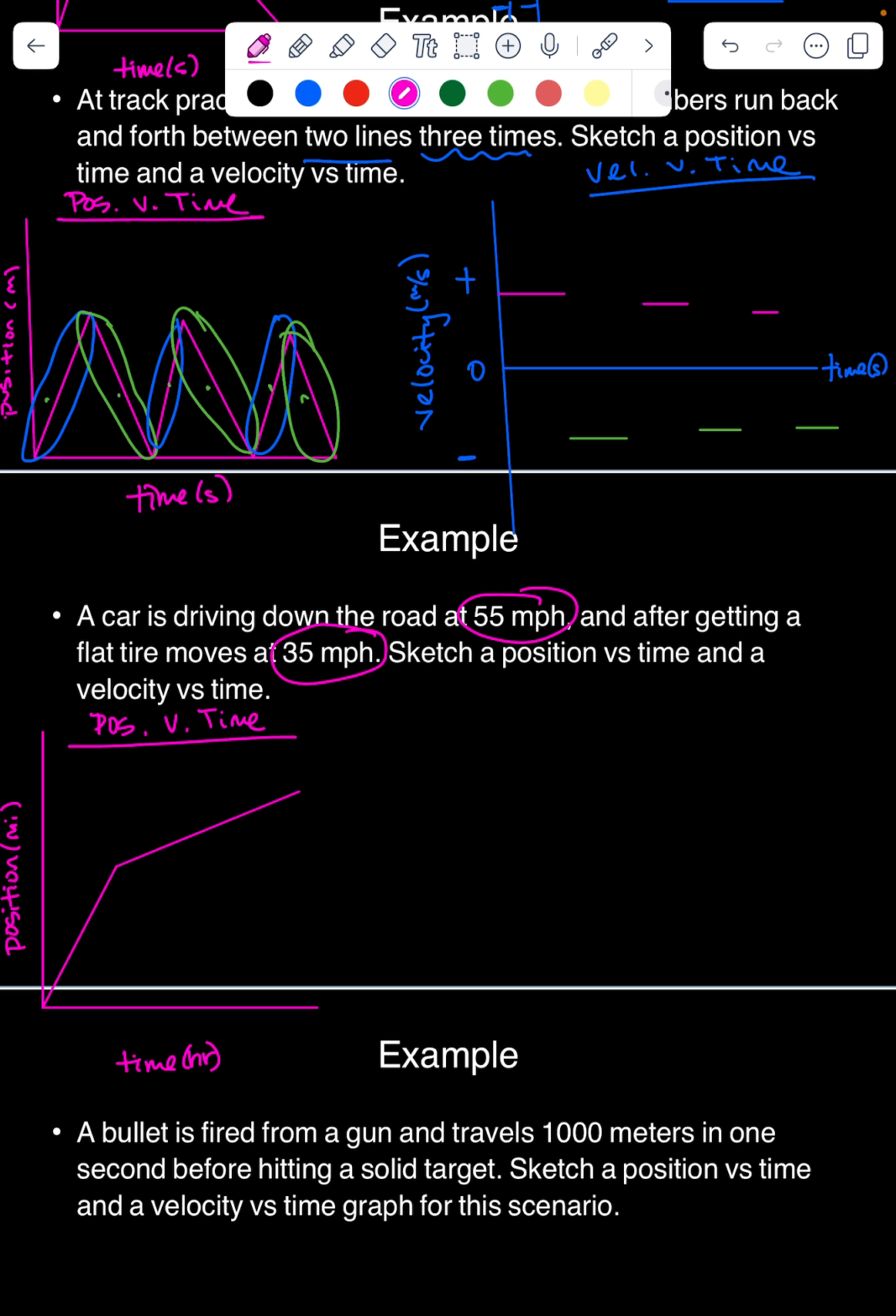So you can see we have 2 straight diagonal lines. That tells us constant velocity. They both have positive slopes. That tells us they're both in the positive direction. But the first one is steeper than the second one, which is exactly what we see here.